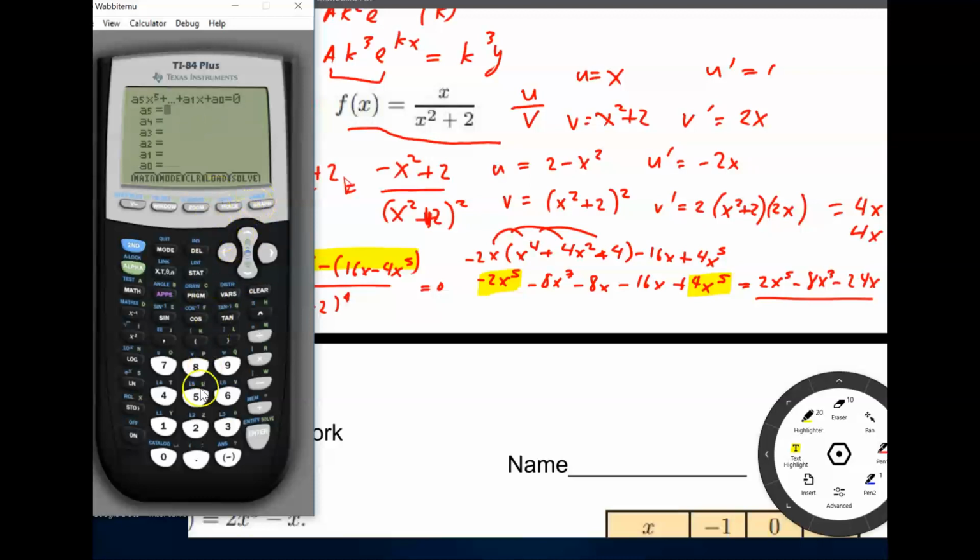And then I'm going to put my coefficients. The x to the 5th coefficient is 2. The x to the 4th coefficient, there is no x to the 4th term. X to the 3rd is -8. The x squared coefficient is 0. The x coefficient is -24. The constant coefficient is 0, and I'm just going to press solve.